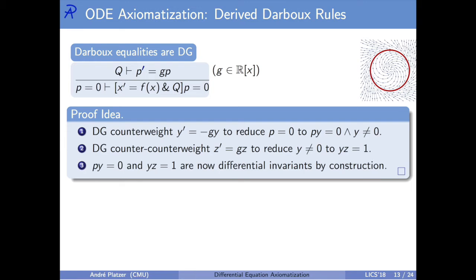Good. Having done so, you introduce yet another differential ghost for a counterweight. So something that counterweights this one. So you introduce z' = gz, because y not equals 0 then reduces to proving that yz is 1, because if yz is 1, clearly y cannot have been 0, and that then implies that clearly py being 0 must have implied that p equals 0. And in addition, these two differential ghosts and counter differential ghosts are exactly such that py = 0 and yz = 1 are now trivial differential invariants just by construction of the whole thing.